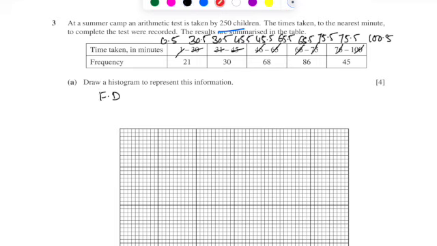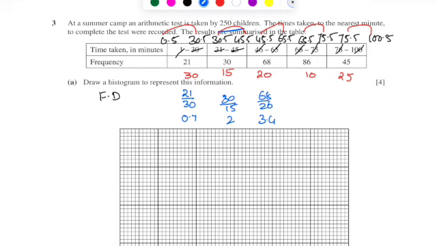The class widths over here are 30, over here 15, over here 20, 10 and 25. The class width means highest minus least. Subtract these two, and you should be getting the class widths. Then it is 21 divided by 30, which is 0.7. Then 30 divided by 15, which is 2. 68 divided by 20, which is 3.4. Then 86 divided by 10, which is 8.6. 45 divided by 25, which is 1.8.